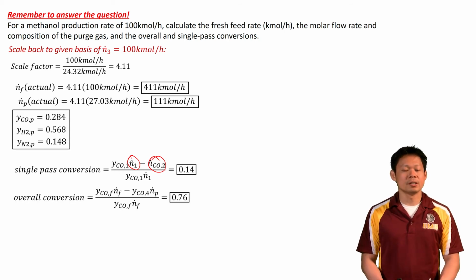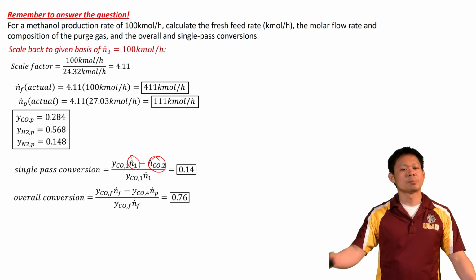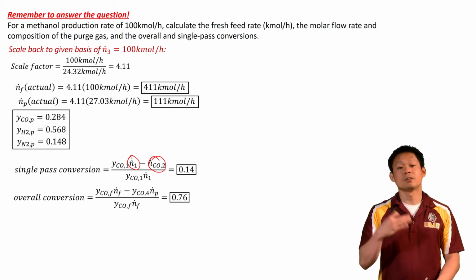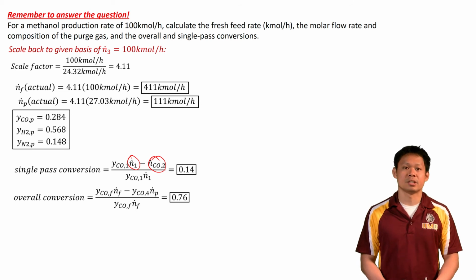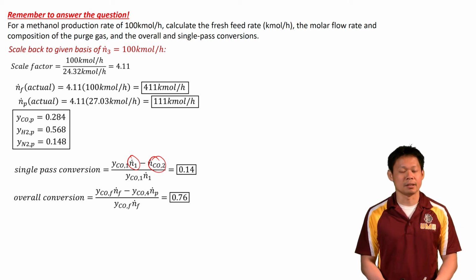The overall conversion, now we're looking at what's coming in the feed and what's coming out in the overall process, in this case in the purge stream. So in minus out divided by in, and we have a 76% conversion. The overall conversion is always going to be higher than your single pass conversion because we are recycling some of the unreacted reactants back in.